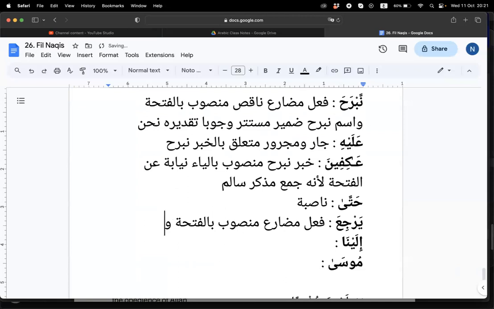Domir mustatir. This one, wujuban? What's our pronoun? Wujud. The pronoun is huwa. Huwa can take an outside dua, so we say jawazan, not wujuban. Remember, huwa and hiya, jawazan, not huwa and hiya, wujuban. Okay? Yes. Jawazan.